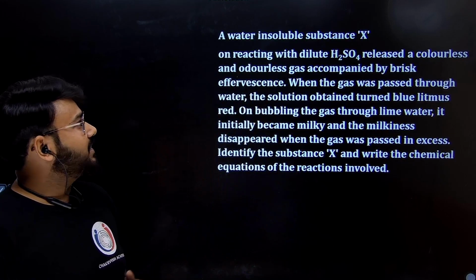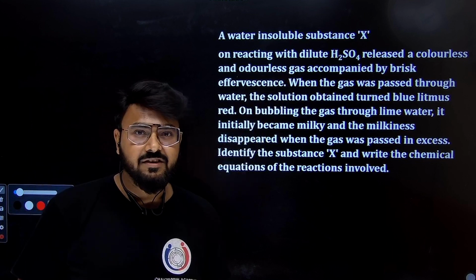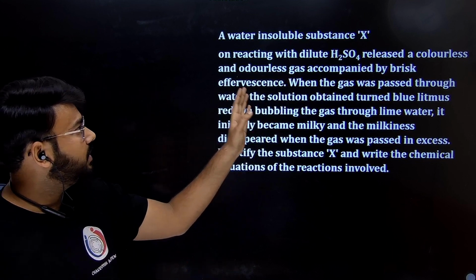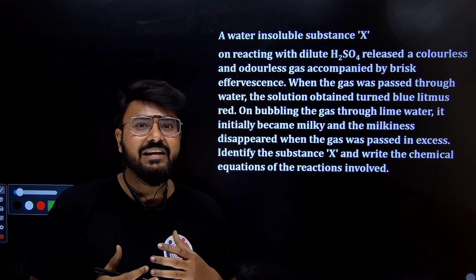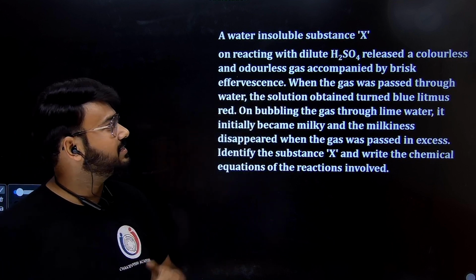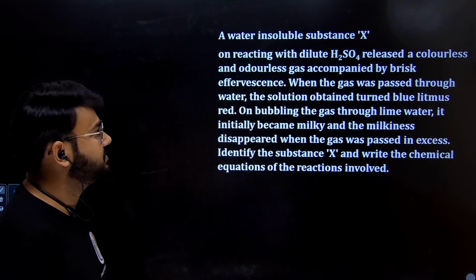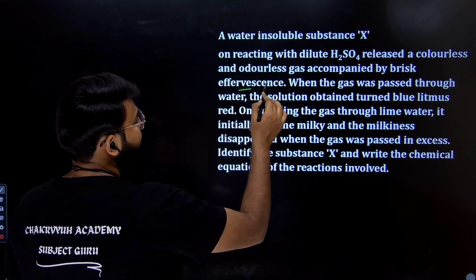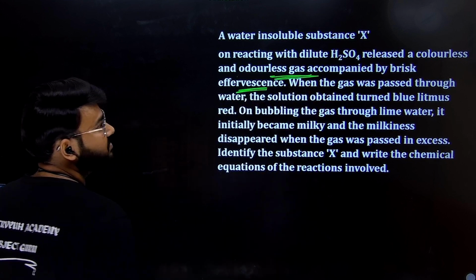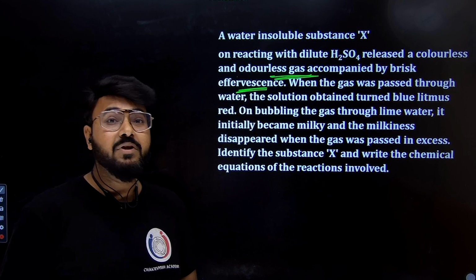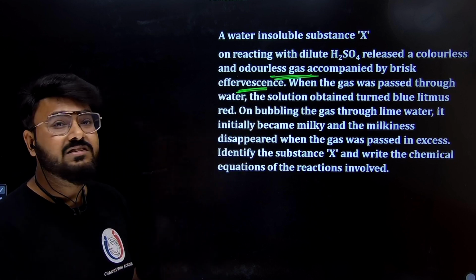So our next question is asking, a water insoluble substance is there, X. So that is what we know about X. Now it reacts with H2SO4 and it releases a colorless and odorless gas accompanied by brisk effervescence. Now it's a very big hint, guys. The gas which is colorless, odorless, and has a brisk effervescence. I know where it is going, but let's read the question more.